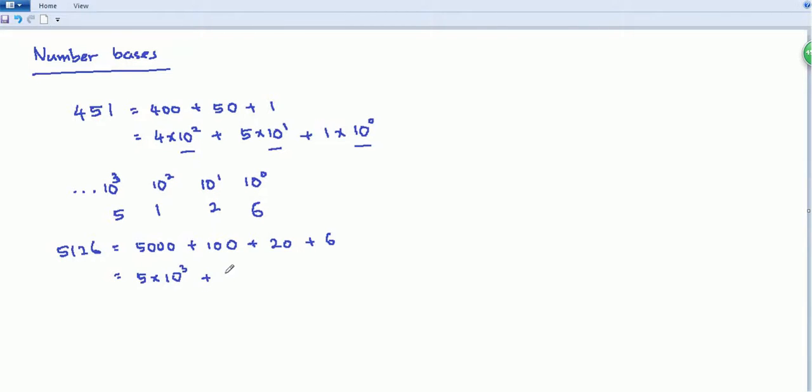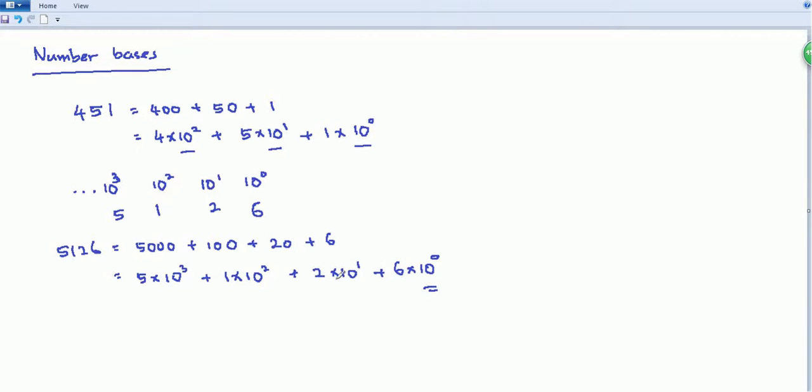So plus 1 multiplied by 10 to the power of 2. The place value for 1 is 10 to the power of 2. And the next one will be 2 multiplied by 10 to the power of 1. And the last one will be 6 multiplied by 10 to the power of 0. Be careful here. If a number is raised to the power of 0, it is not equal to the number, and also not equal to 0, it is equal to 1. Okay, so this is the base 10 number.